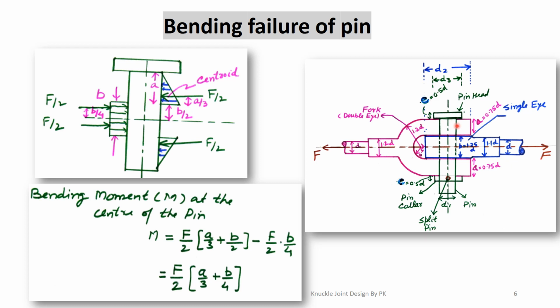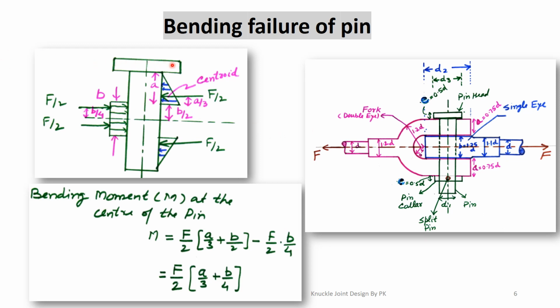The pin is in contact with the fork at this location as well as at this location. From these two locations, the upper and the lower one, it is in contact with the fork end, and the middle portion is in contact with the single eye. So these areas will share the load. The total load which we are applying on this connection is F, that is tensile in nature. Let us first see the load distribution on the contacted area.